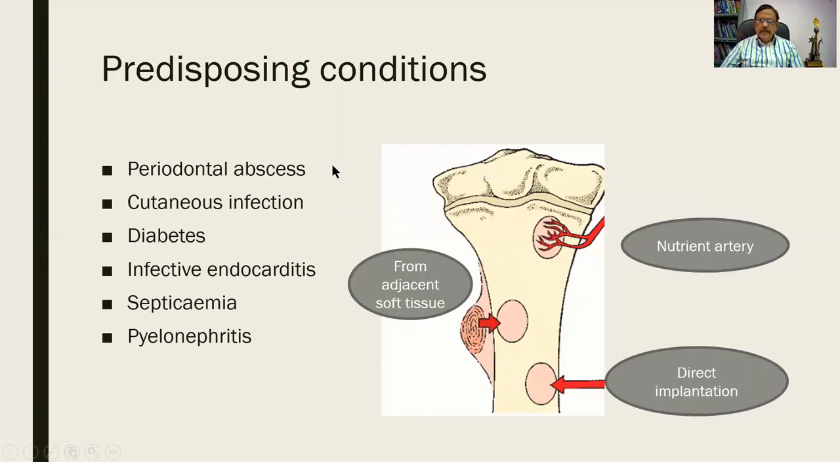Again, from a distant site, how do we get an infection to the bone? These are all the various sites which can predispose. One is a periodontal abscess in the oral cavity. Imagine it can end up in an osteomyelitis of the long bones. Cutaneous infection, diabetes. The patients are prone for infections elsewhere, including the bone. Infective endocarditis, we had seen this earlier also. Septicemia, bacteria in the blood. Pyelonephritis, an infection of the kidney. All can lead to an osteomyelitis and vice versa.